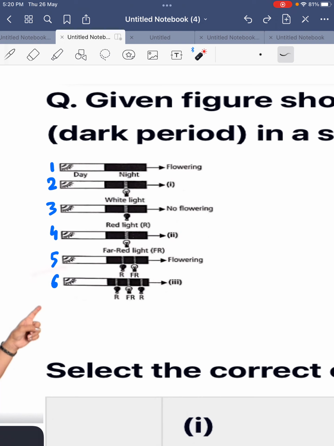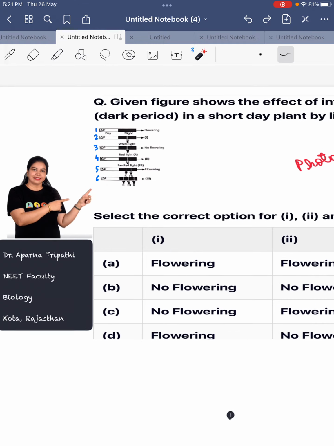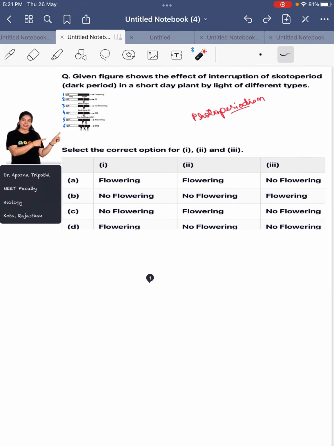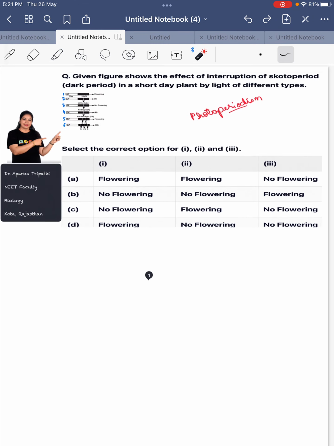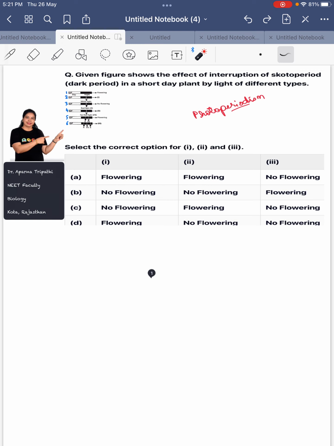In the fifth condition, the scotoperiod is interrupted with first red light and then far red light. Then flowering occurs. In the sixth condition, the scotoperiod is interrupted 3 times: the first time with red light, then far red, then again red light, and the result is being asked. So we have to solve this question. Let's focus, students. Let's do it.